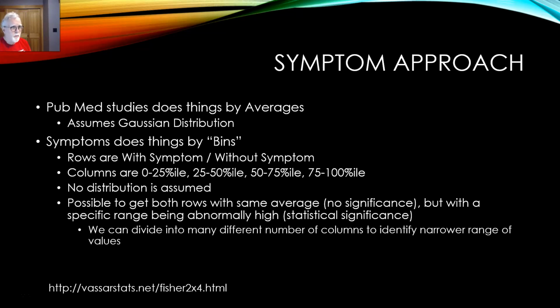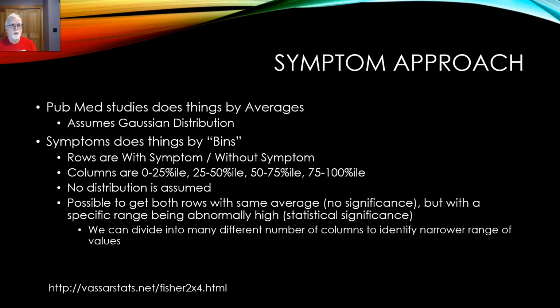For symptoms, we use a different process. We do things in bins. So we have created a table. The rows are the symptoms, with symptoms or without symptoms, effectively your control group and your group with the particular symptom or diagnosis. And now we divide it not by actual numeric value, but by percentile. So the first bin is everybody in the 0 to 25 percentile range, then 25 to 50, 50 to 75, 75 to 100. And now we find out how many are in each cell.